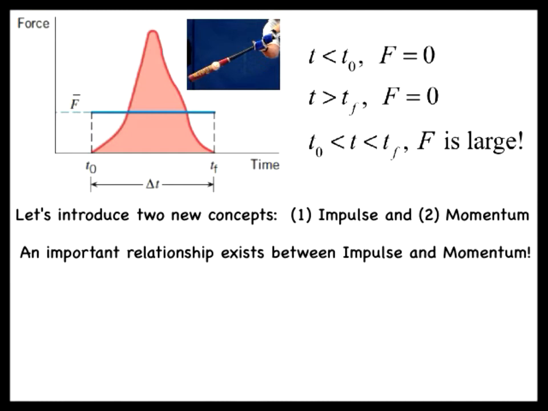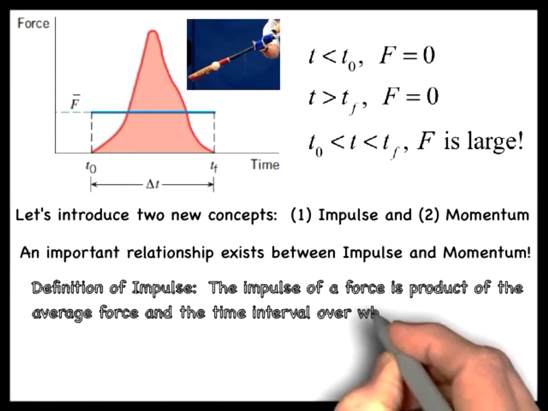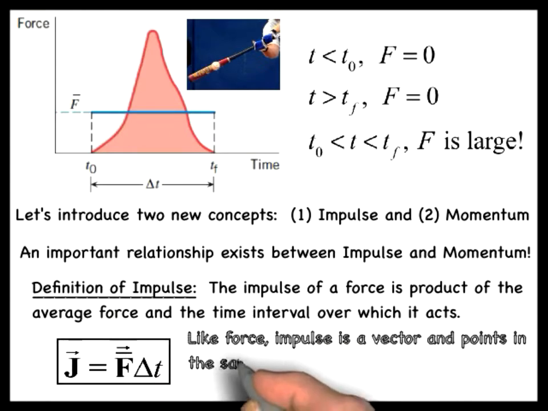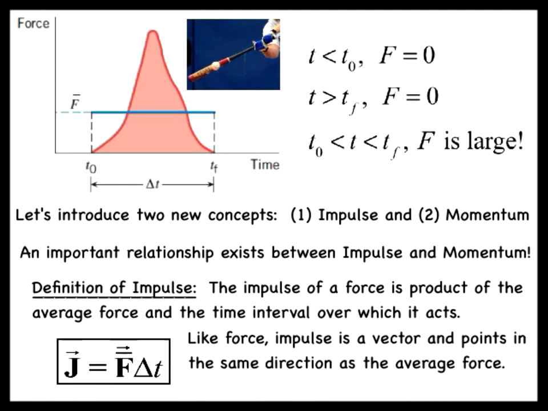In hitting a baseball, for example, both the magnitude of the force and the time interval over which it acts on the ball are important. In fact, the impulse of a force is defined as the product of the average force and the time interval over which it acts. Like force, impulse is a vector quantity and points in the same direction as the average force. The SI unit of impulse is the Newton second.